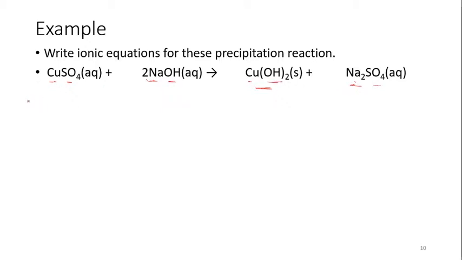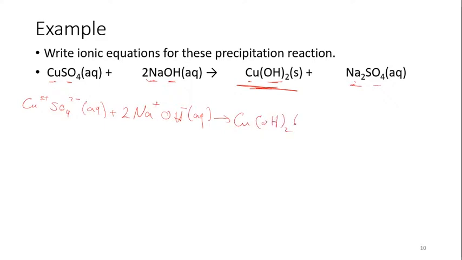Now let's write the dissociated form or the ionic form of the equation. The copper will carry 2 positive charge and the sulfate will carry 2 negative charge. I have to keep the aqueous solution, and 2 NaOH. This will dissociate into sodium ions and the hydroxide ions. Nothing will happen to this part because it's a solid, and that part will dissociate as well. So I have here 2 sodium ions and 1 sulfate ion, which carries -2.